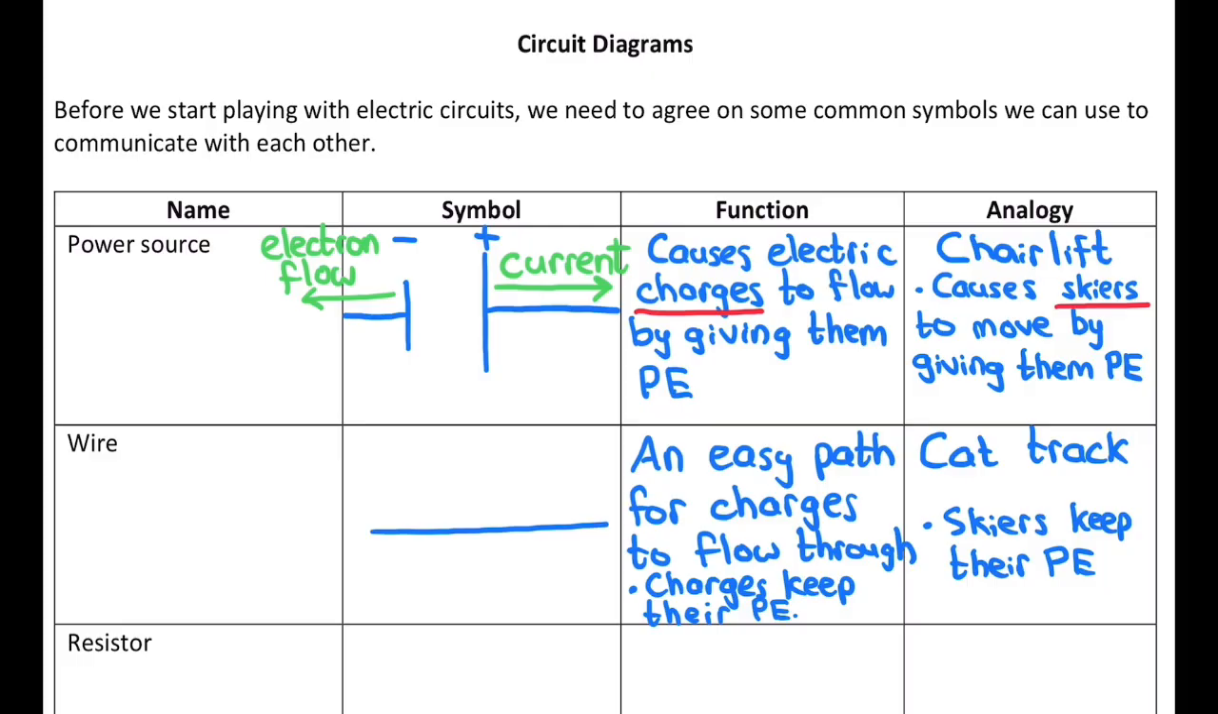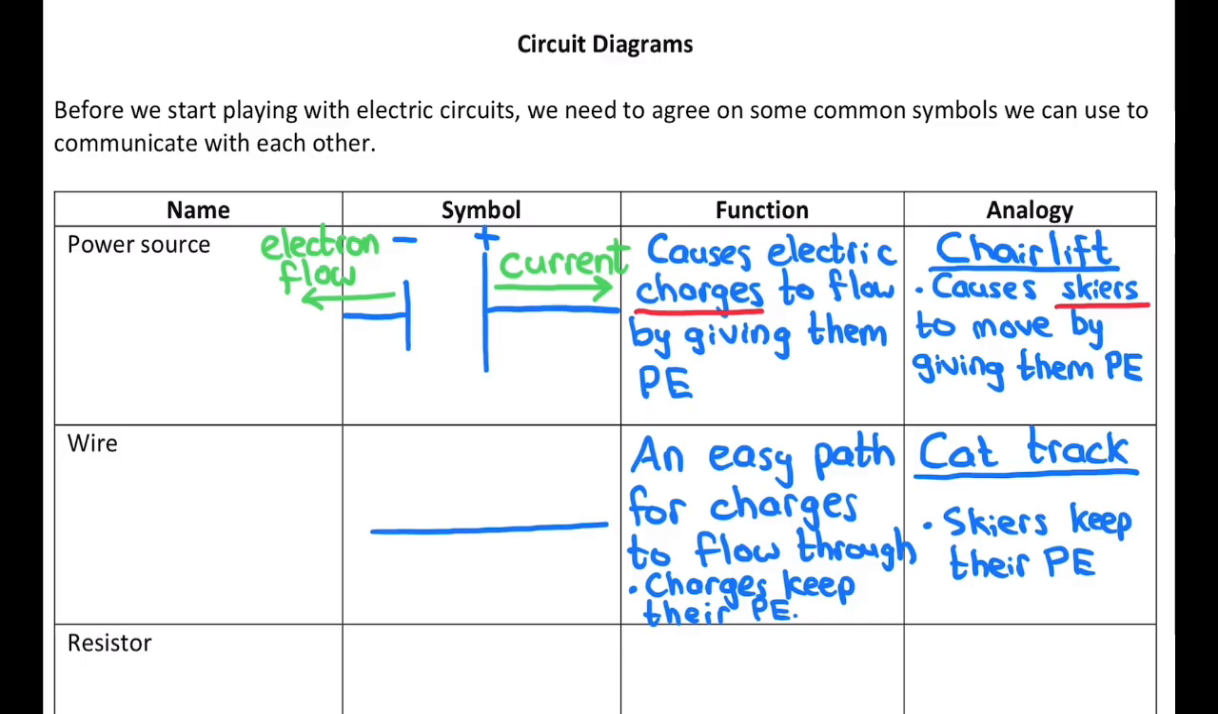So the power source in our electric circuit is a lot like a chairlift, and the wires in our electric circuit are a lot like cat tracks on the ski hill. The next thing we're going to see on our circuit diagrams is a symbol representing some device that's doing something. This could be a light bulb that's providing light, or it could be a motor that's spinning, or it could be a heater that's providing some heat, or it could be a speaker that's providing some sound.